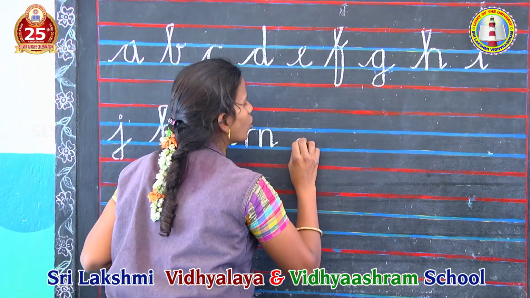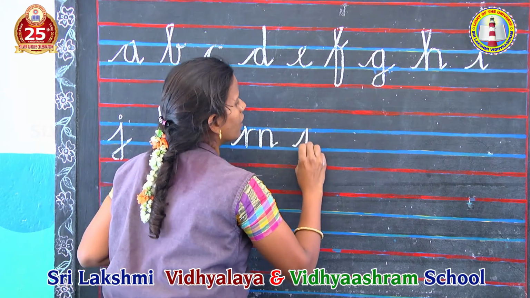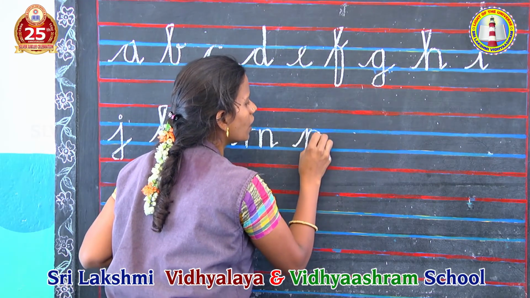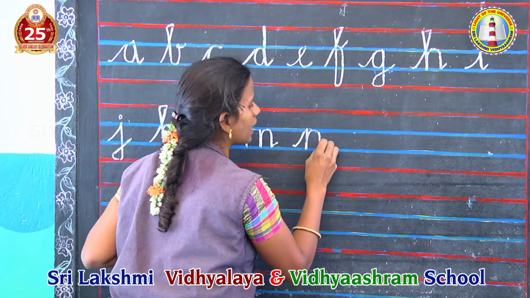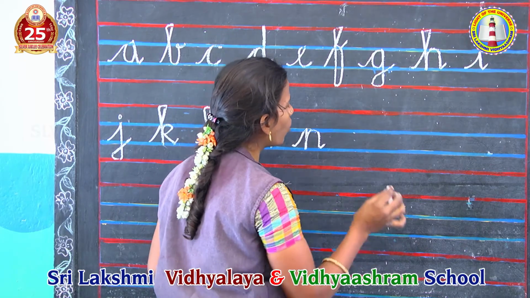Draw a stroke line to the middle and then standing line and then make a curve and then small slanting line. It's called N. Next we write the letter O.